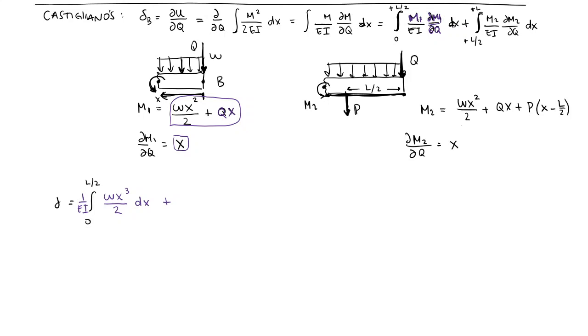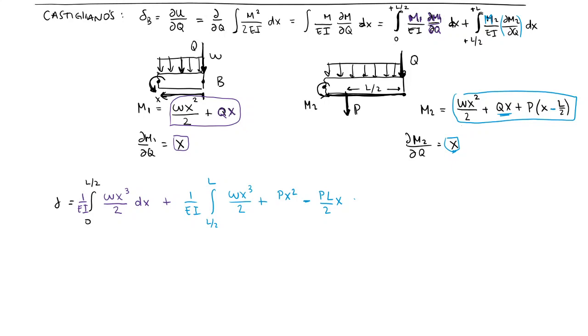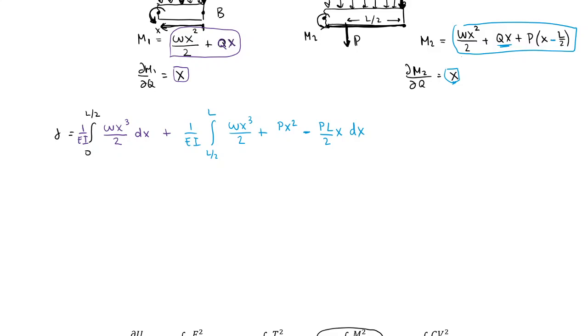And then plus the second part. So 1 over EI is going to come out of the integral, from L over 2 to L. And M2 multiplied by X would give me the same term, WX to the third over 2, plus QX squared, but Q is 0, so that's 0. And then PX squared, and then a minus from this, minus PL over 2 X dx, right? And that is my total deflection. So I'm almost done.